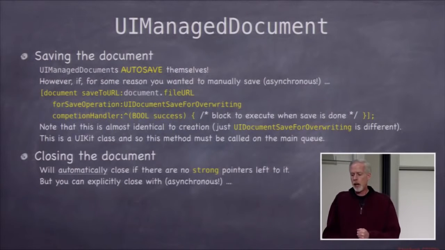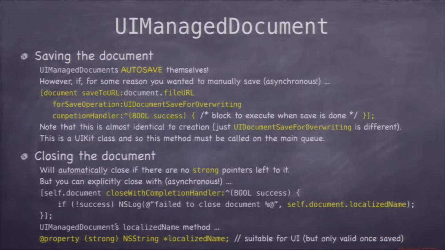Second thing, closing the document. Well, it kind of auto-closes as well. When does it close? When there are no more strong pointers to it. In other words, when it's going to leave the heap, it gets closed automatically. So you generally don't call close either, but you can do that as well. And close, just like saving, are asynchronous, and you've got to implement these completion handlers to do whatever you want when they're done closing or done saving.